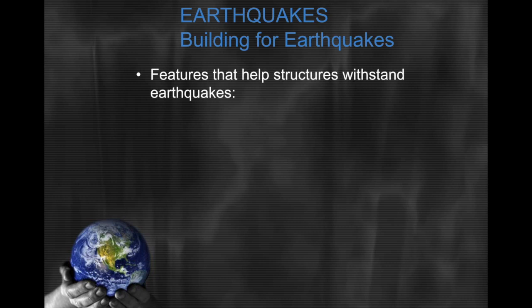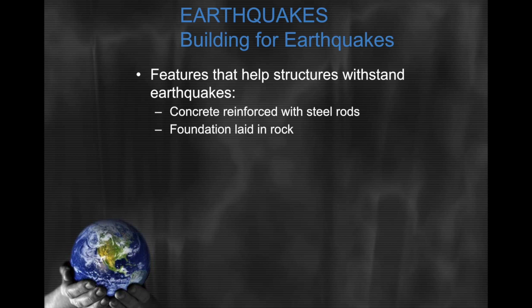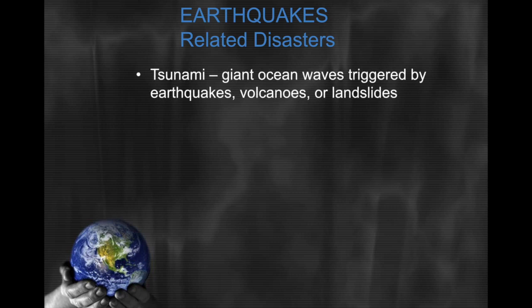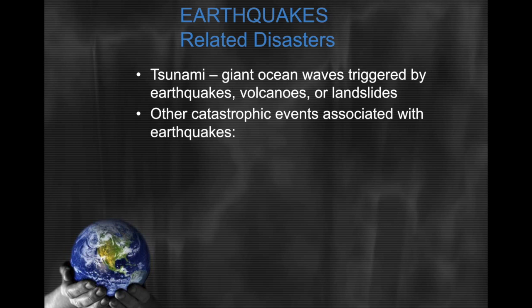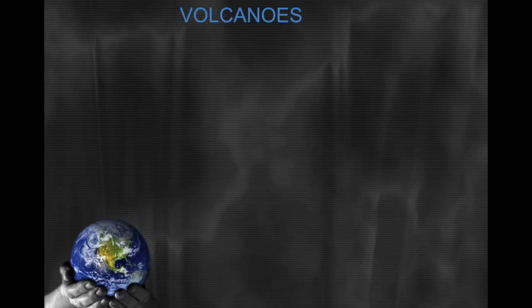Features that help structures withstand earthquakes are concrete that is reinforced with steel rods, a foundation that's laid in rock, steel framing. Okay, so earthquakes also cause other disasters. So they are a tsunami, which is a giant ocean wave triggered by an earthquake, a volcano, or a landslide. And there are some other catastrophic events associated with earthquakes, and they are volcanic eruptions, landslides, right?